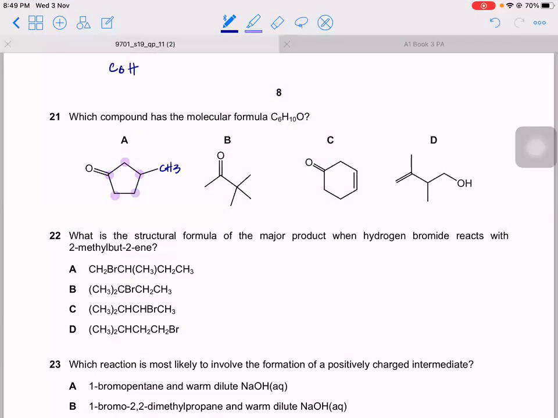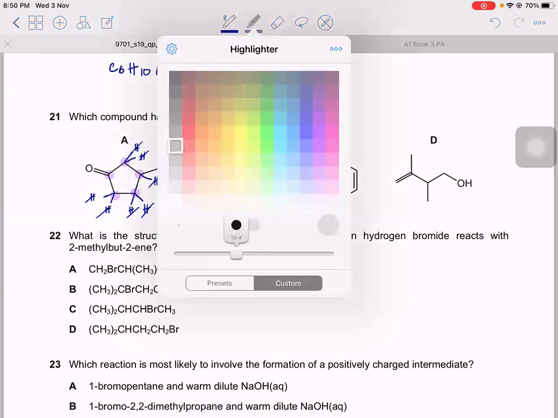Let's count the hydrogen. This is making 2 bonds, so the third and fourth would be a hydrogen. This is making 3 bonds, so the fourth is a hydrogen. This is making 2 bonds, third and fourth would be a hydrogen. This is making 2 bonds, third and fourth would be a hydrogen. This is already making 4 bonds. So you have 6 carbons, 10 hydrogen and 1 oxygen. Therefore, the answer is A.